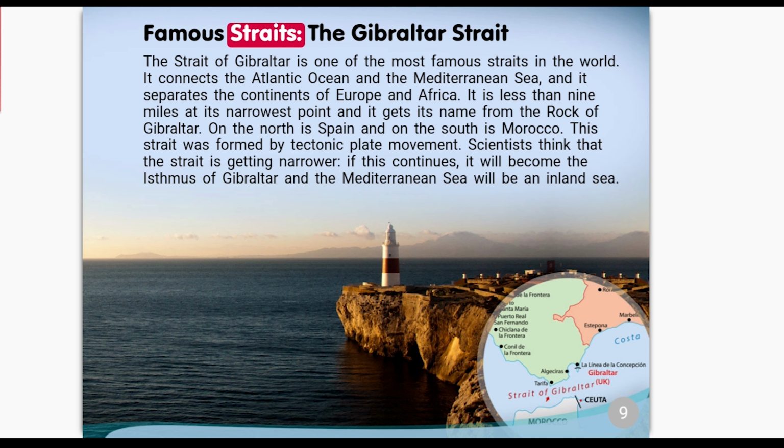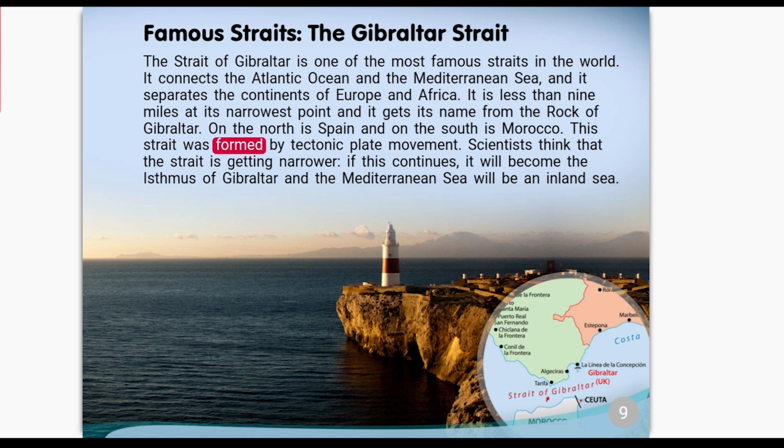Famous straits. The Gibraltar Strait. The Strait of Gibraltar is one of the most famous straits in the world. It connects the Atlantic Ocean and the Mediterranean Sea, and it separates the continents of Europe and Africa. It is less than 9 miles at its narrowest point, and it gets its name from the Rock of Gibraltar. On the north is Spain, and on the south is Morocco.